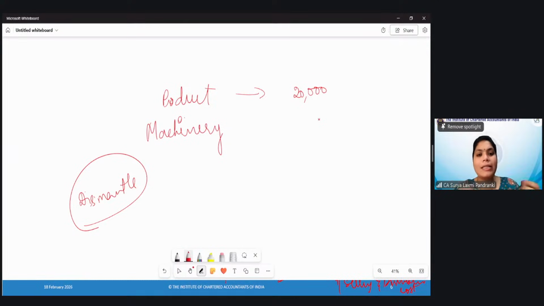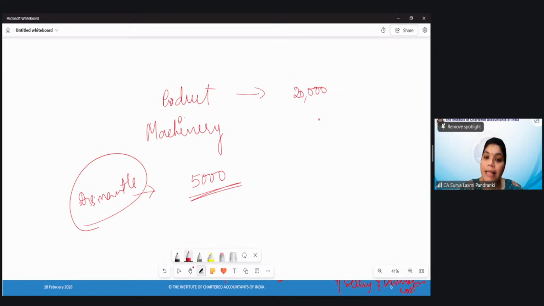Only then you can sell it. You can't sell the machine directly, right? You will have to dismantle it and sell it. Now, to dismantle and to do all this packing and all, I might have to incur some 5,000. Are we clear? I can sell this machinery for 20,000.